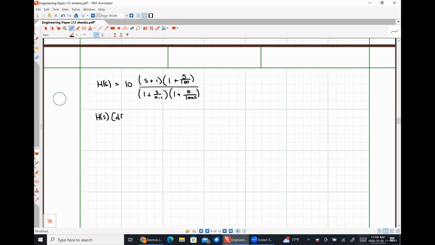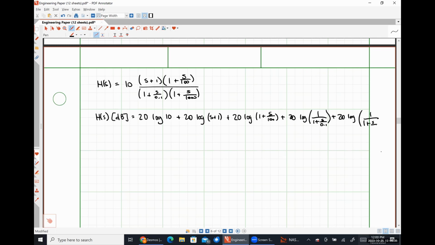H of S in decibels would then be 20 times the log of 10, plus 20 times the log of S plus 1, plus 20 times the log of 1 plus S over 100, plus 20 times the log of 1 over 1 plus S over 0.1, plus 20 times the log of 1 over 1 plus S over 1,000.